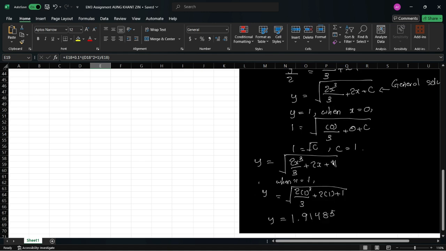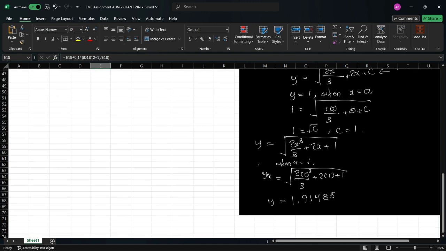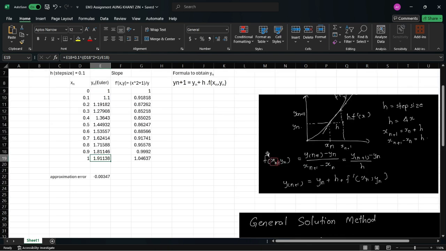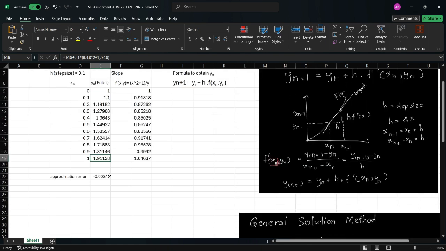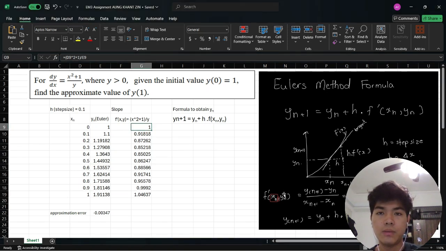After this, we are going to calculate the value of y(1). We substitute the value 1 for x, and our final answer will be y equal to 1.91485. So our approximation error between the Euler method and the general solution method will be minus 0.00347. This will be the end of my video.